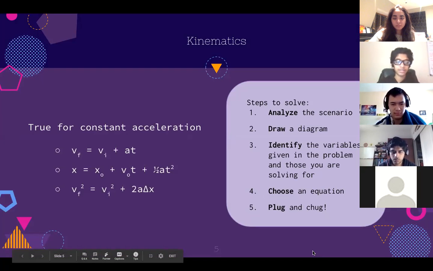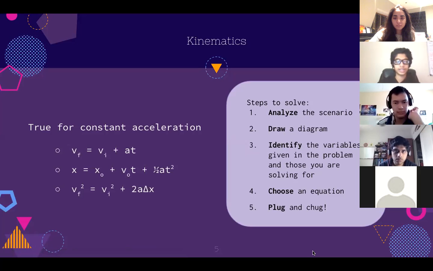And then we went over the three basic formulas for kinematics, which is final velocity is initial velocity plus acceleration times time. Position is initial velocity times time plus 1/2 at squared. And vf squared is vi squared plus 2a delta x. These are the three big equations that we used last time and we're also going to be using this time.